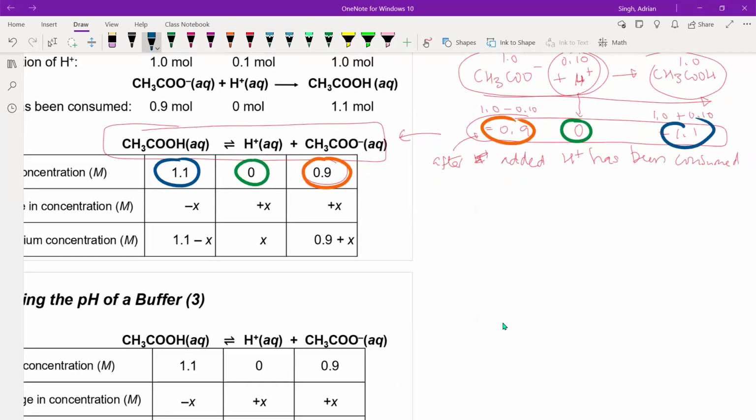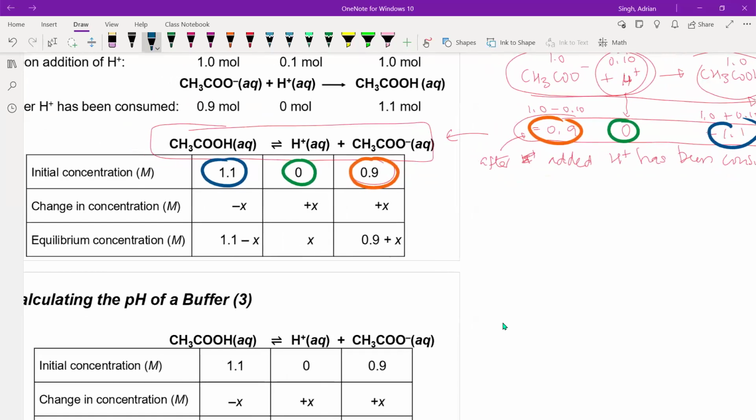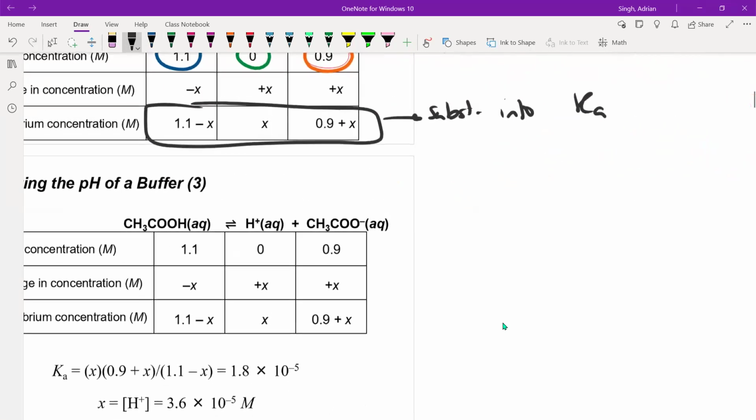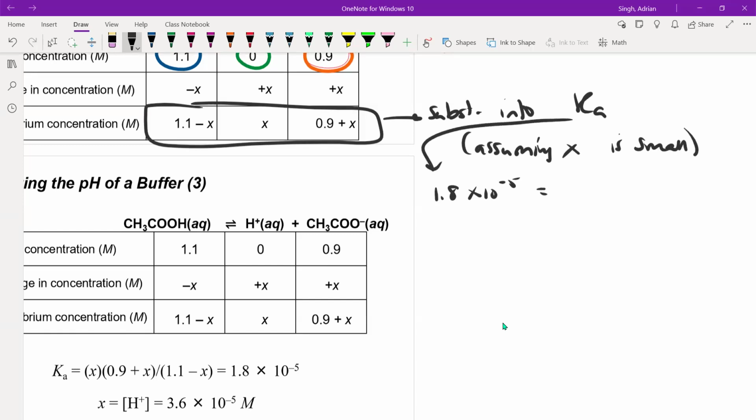All right, and we do the same rinse and repeat for our ICE table. The change there would be minus X on the reactant side, plus X on the product side. And then at equilibrium, we have our equilibrium concentrations. We can substitute into our Ka expression. All right, so Ka is products over reactants, and we're again assuming X is small. So we end up with 1.8 times 10 to the negative 5, which is the Ka for acetic acid, equal to X times 0.9 divided by 1.1.